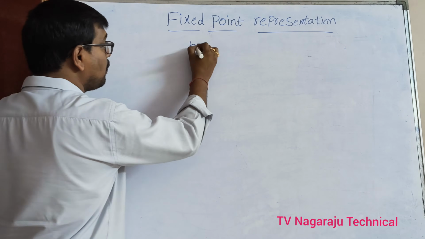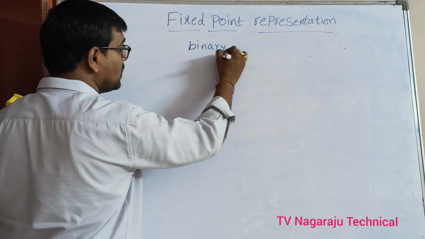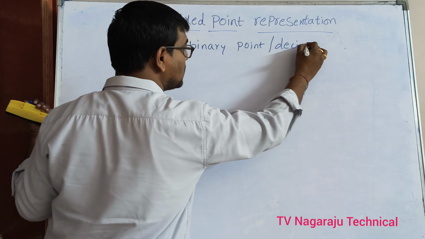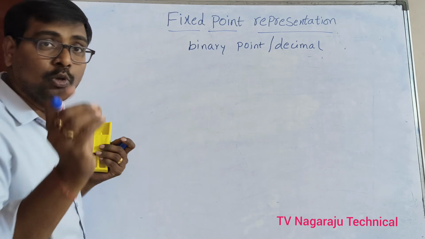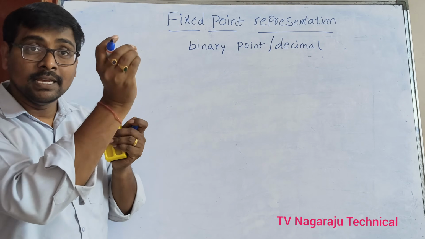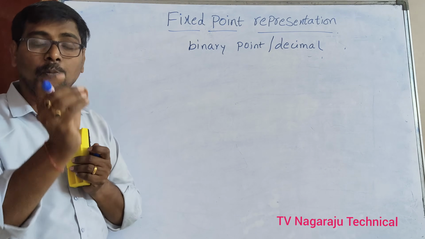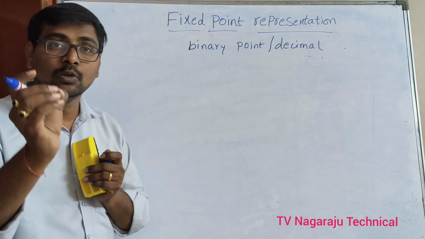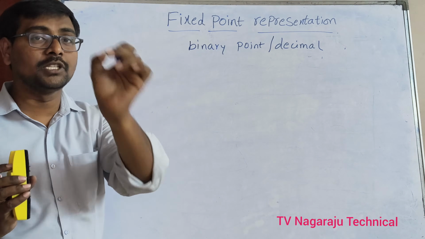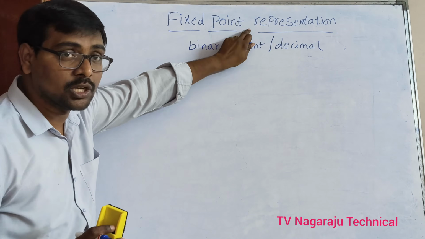Coming to this fixed point representation, the binary point, also called the decimal point, has a fixed position. That is, after this decimal point, we have a fixed number of fractional digits. Clear? That is fixed point representation.